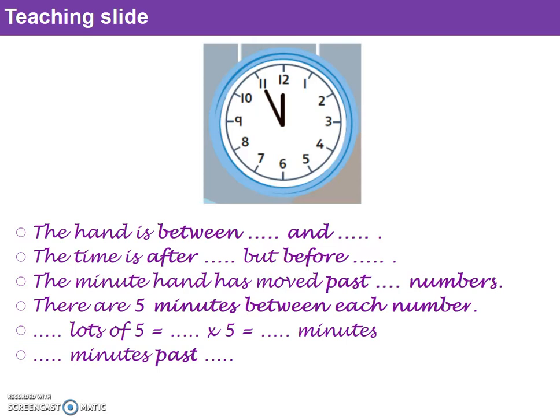but before 12. Then I want you to be thinking about that long hand of a minute hand. How many numbers has it moved past? So in this case we can see that it's moved past 11 numbers. And we know that there are 5 minutes between each number. So in this case we've got 11 lots of 5, which is 11 times 5, which gives us an answer of 55 minutes. So the time in this case is 55 minutes past 11.